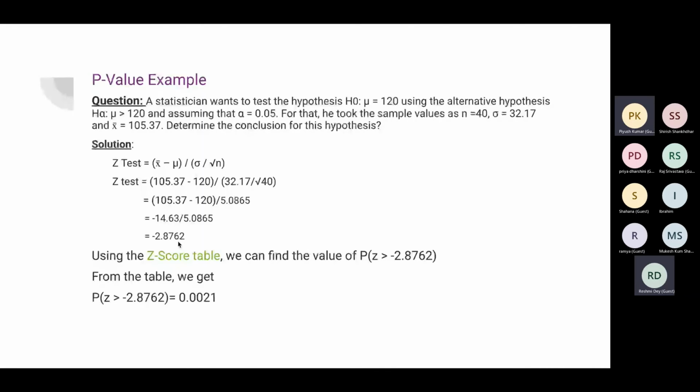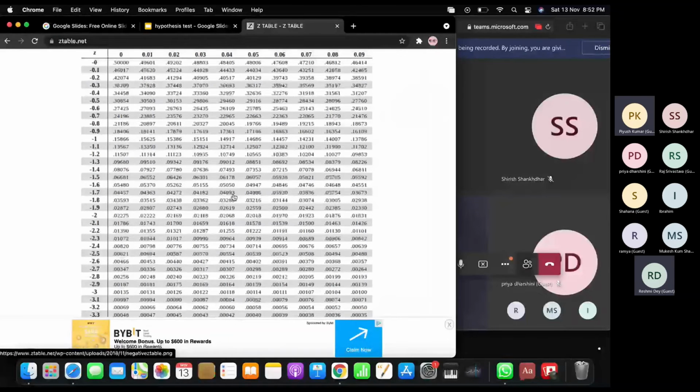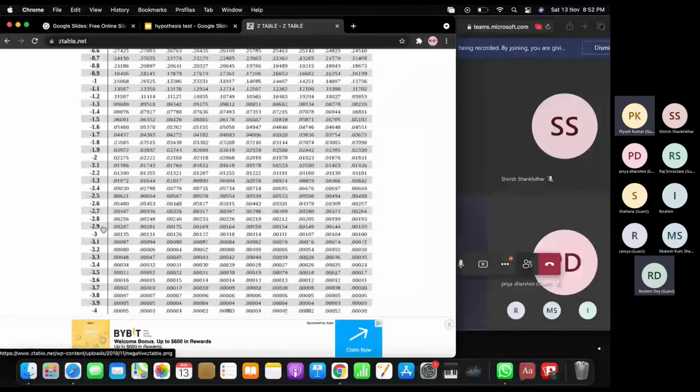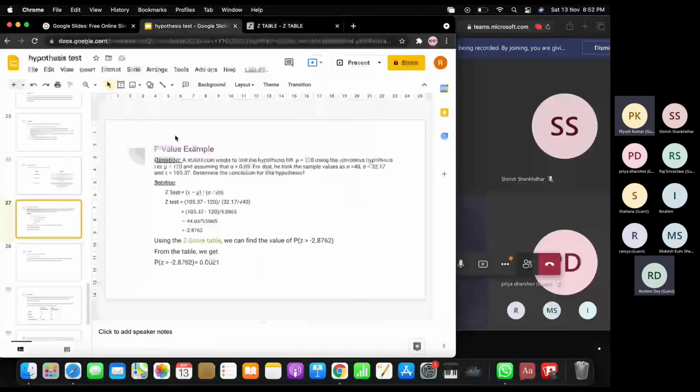So I go to the Z table, the negative table of Z scores. First we need to find 2.8, so I find 2.8, and it is 7. 2.8 for 7 is here, 0.0212. Right? Then we find that the p-value for our Z score is 0.021.